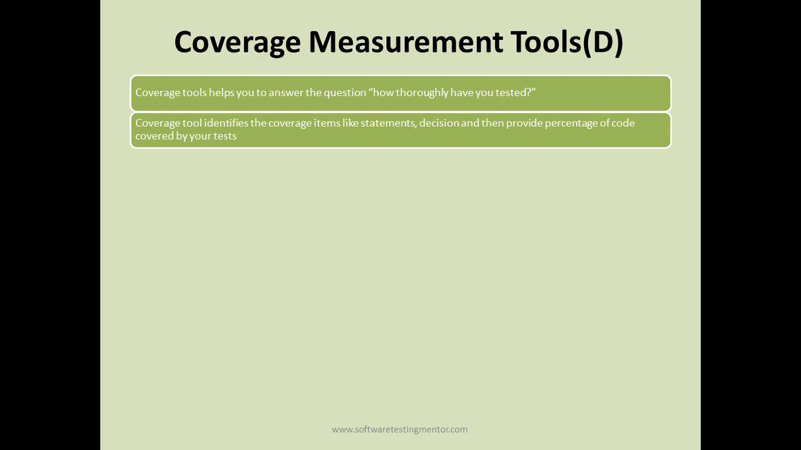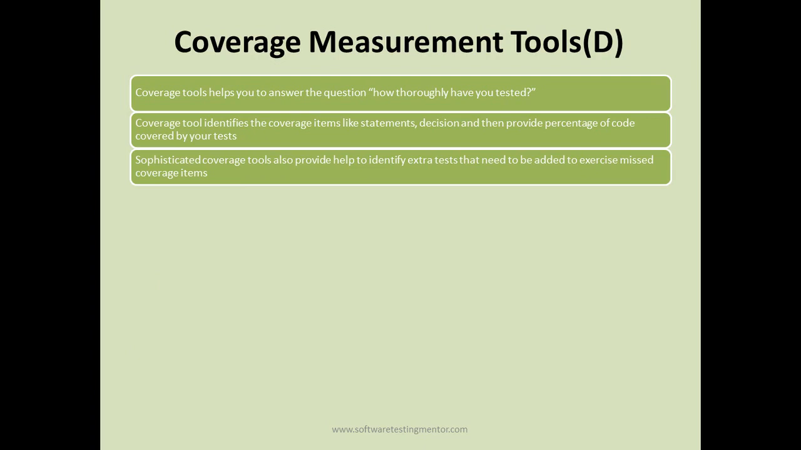So a coverage tool identifies the coverage items like statements, decision, and then provides the percentage of code covered by your tests. So there are coverage items in the code like statements, branch, decision, and whenever you execute the set of test cases that you have written, your coverage measurement tool captures the code that is being covered by the set of test cases that you are executing, and it shows that coverage percentage as a result.